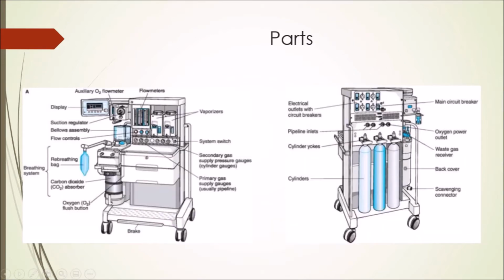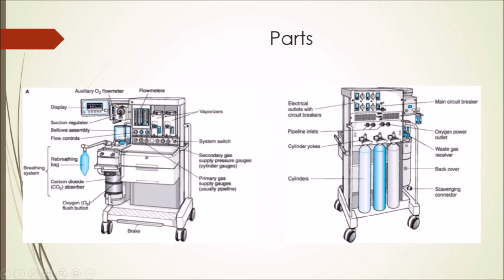As you can see, in the front part of the anesthesia machine you have an auxiliary O2 flow meter, flow meters, vaporizers, system switch, secondary gas supply pressure, primary gas supply gauges, a brake to hold the anesthesia machine, a flush button, carbon dioxide absorber, rebreathing bag, flow control, bellows assembly, and suction regulator, and a display to show you everything that it controls.